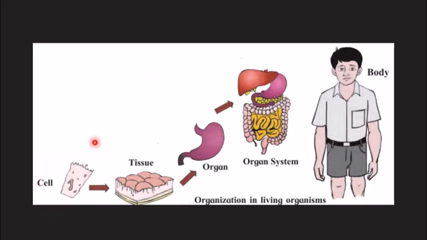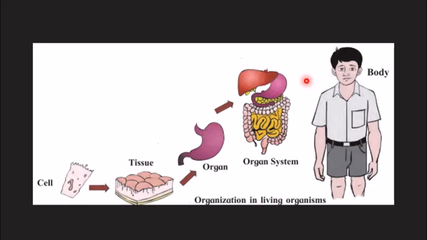It is the first functional unit in our body. It is the building block of our body. Now these cells combine together and we get what? We get tissues. These tissues combine together to form organs. In our body, we have different organs. We have heart, we have lungs. So these organs are formed when tissues combine together. Now these organs, when combined together, form an organ system.